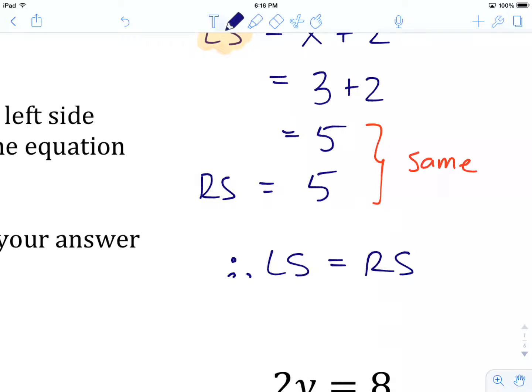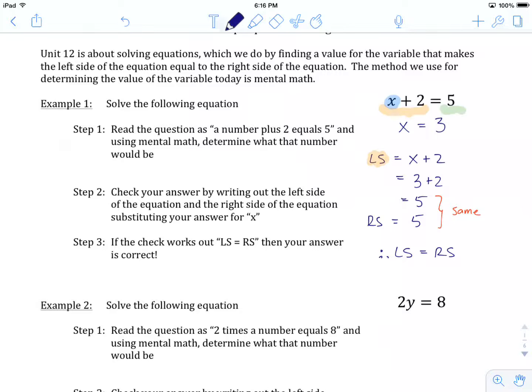So what it means is that our solution is correct. Our value for x being equal to 3 is correct. It makes the left side of the equation equal to the right side, and that's our goal in solving. Let's have a look at example number 2.